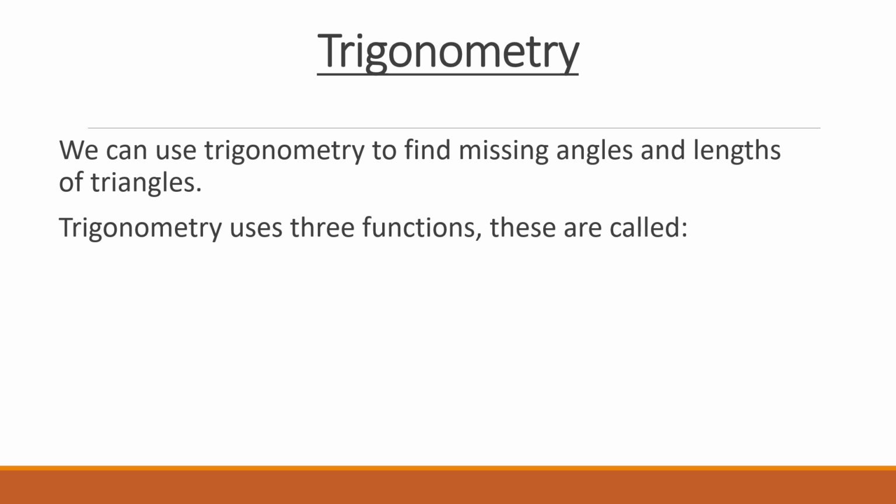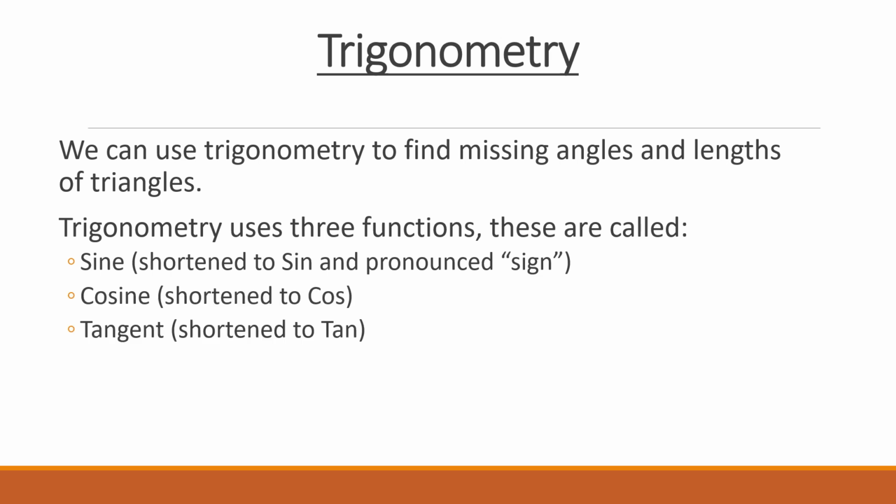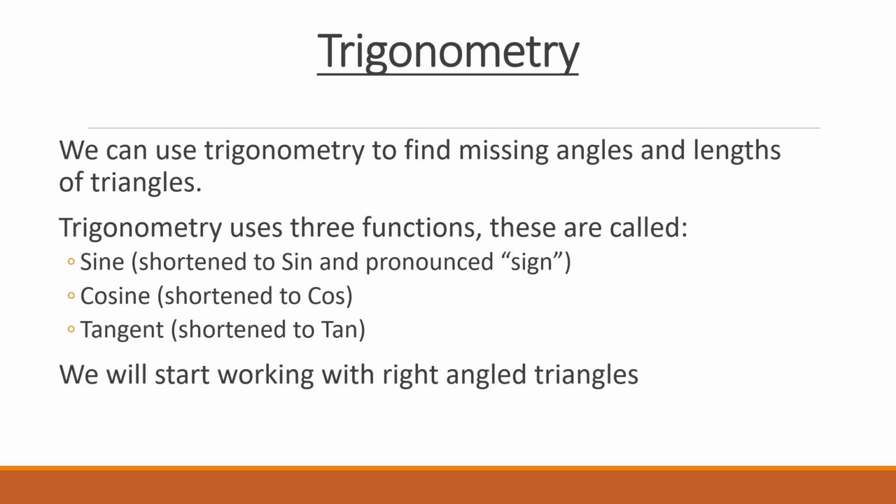So trigonometry uses three functions, and these are called the sine, cosine and the tangent, which are short for sin, cos and tan on our calculator buttons. So we'll work through looking at right angle triangles.